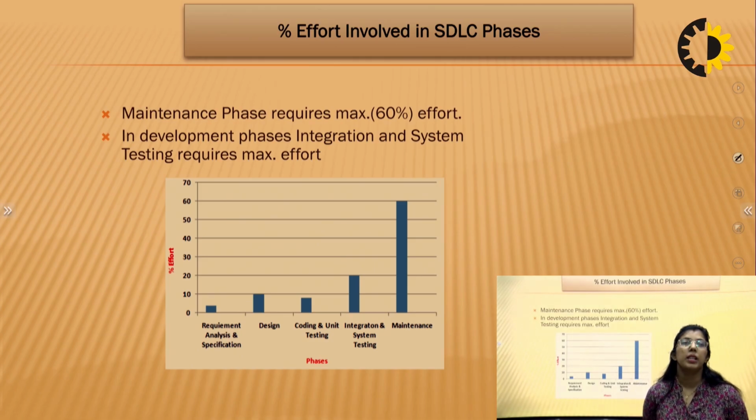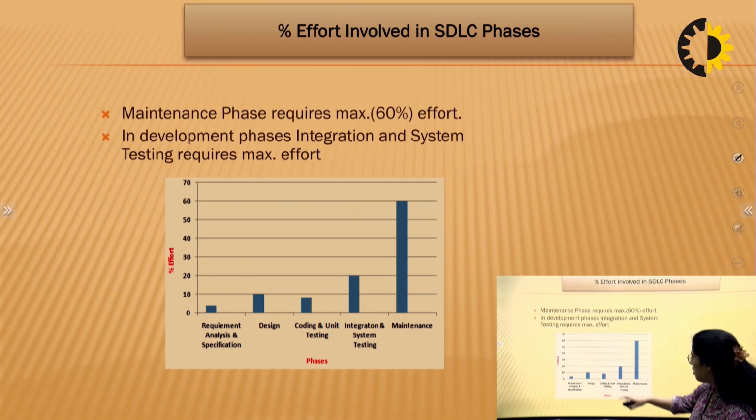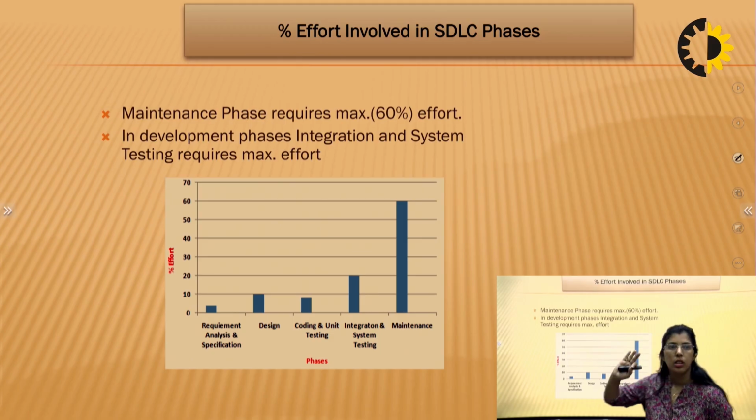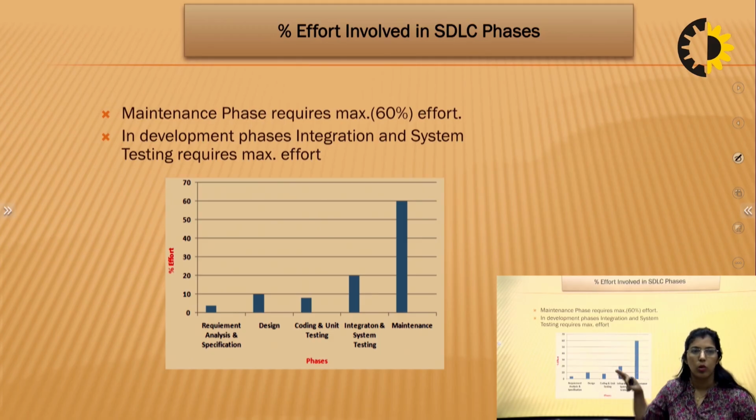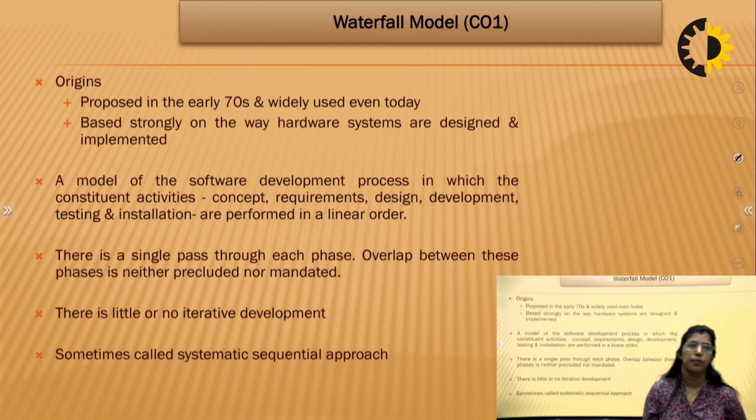Right. So the maintenance phase requires maximum 60% of the effort. In the development phase, integration and system testing requires maximum effort, as you can see. Right. And maintenance is just 60% of your effort that goes in this particular phase.